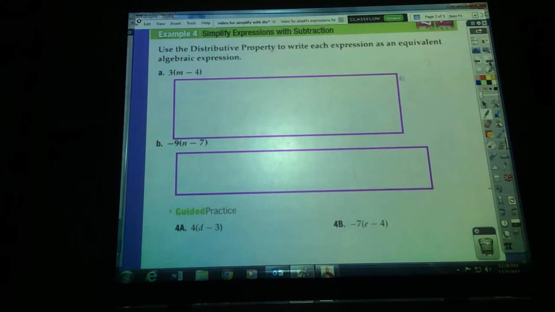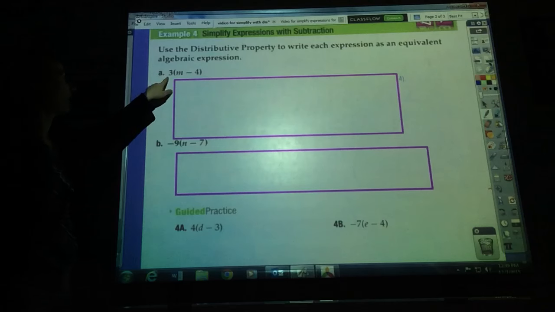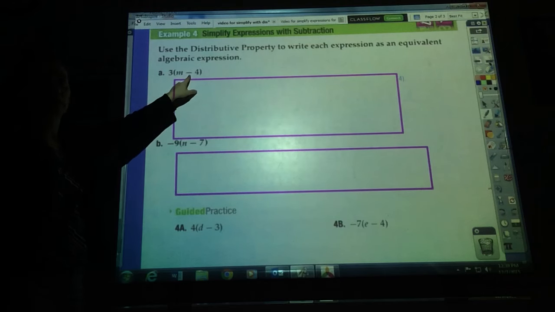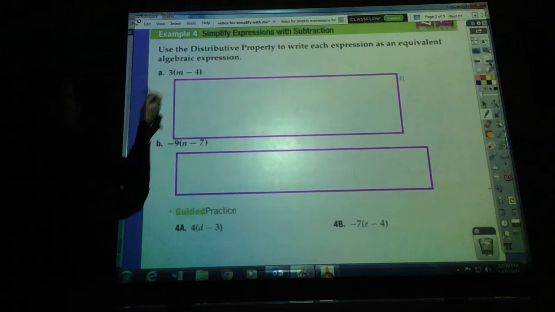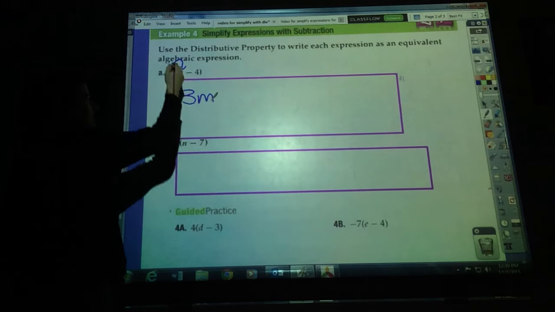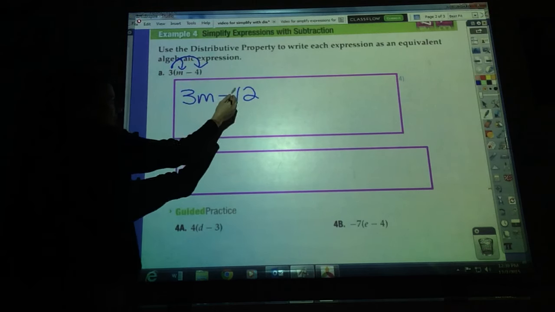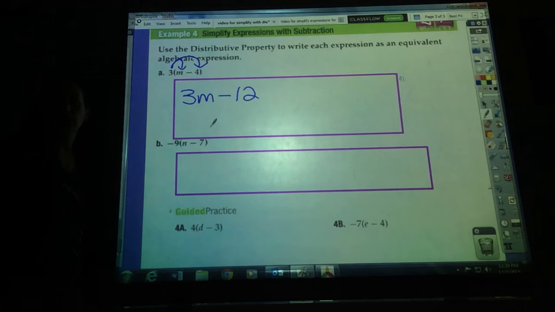Get that one right? Let's look at a slightly more complicated example. Here we see the same thing. We've got a number outside the parentheses, but in this case our operator inside is subtraction. So we're just going to do the same thing, multiply 3 times m to get 3m, 3 times 4 to get 12, and then bring down the operator, which in this case is subtraction.